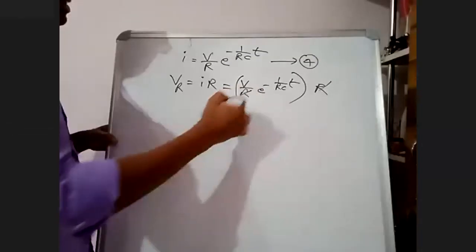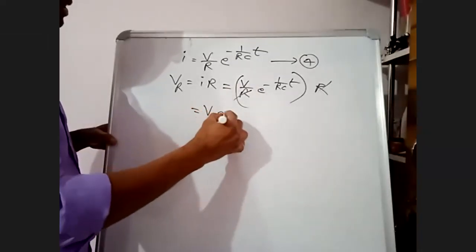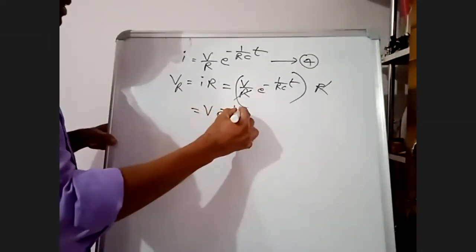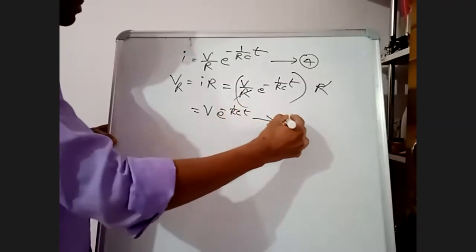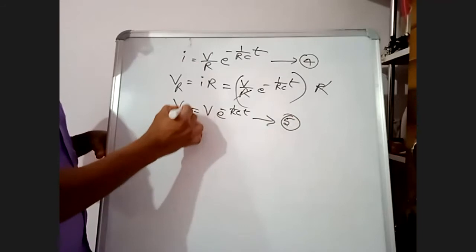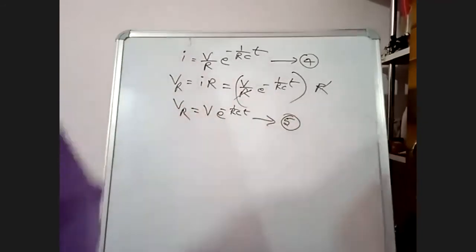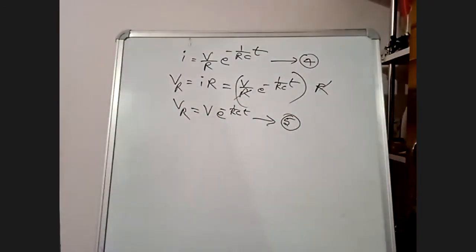Here R is there. This R and R is going to be cancelled. That is V into e power minus 1 by RC into T. This is the voltage across the resistance.